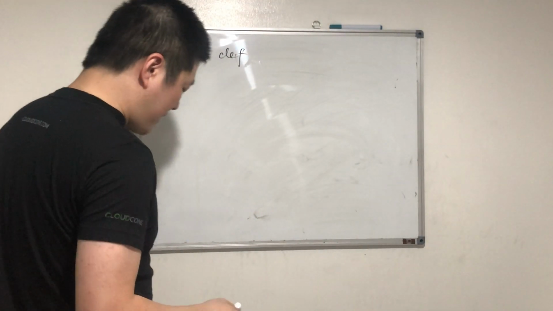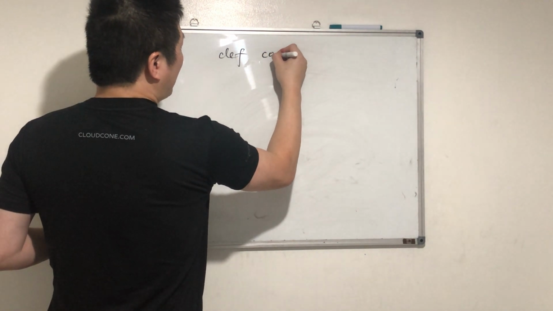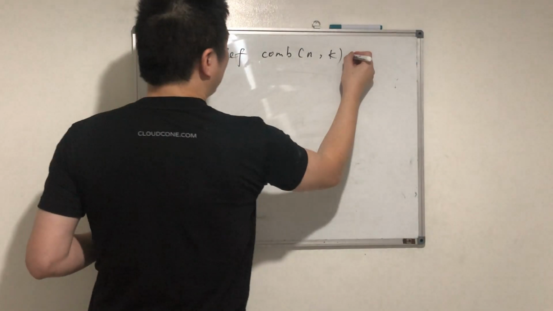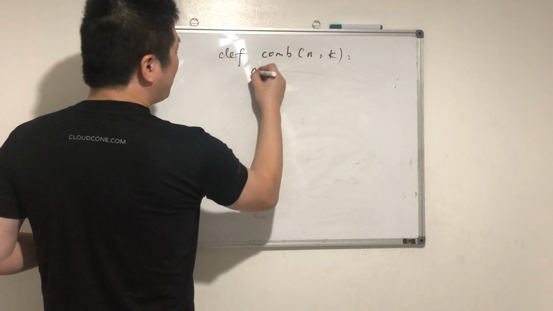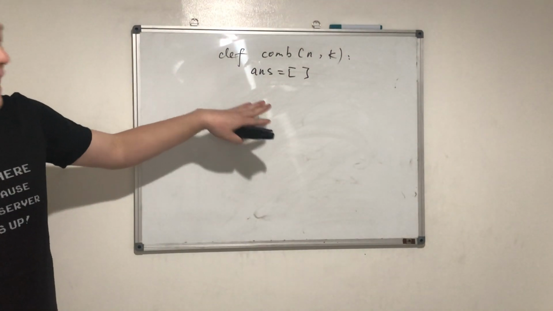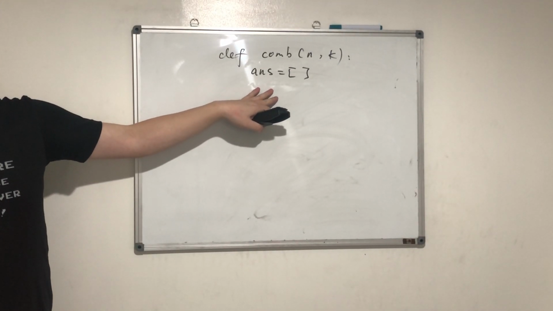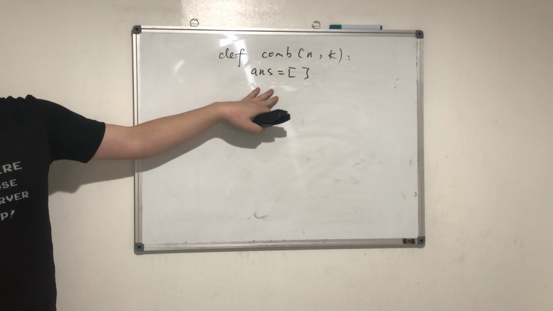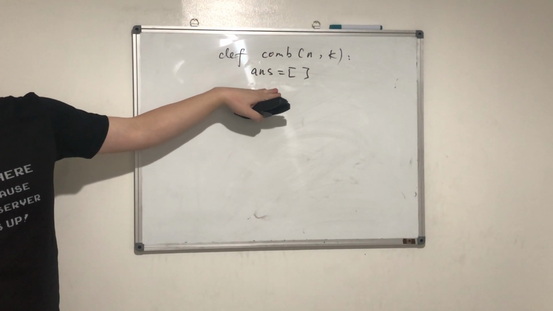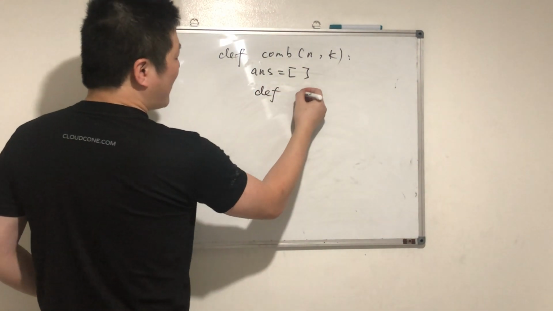Define, let's call it comb, with n, k. What's missing? Colon. Well done. So let's put it in the answer list. This answer variable is used to store the solutions, so it will contain the C(n, k) solutions. Now we can define a pick function.